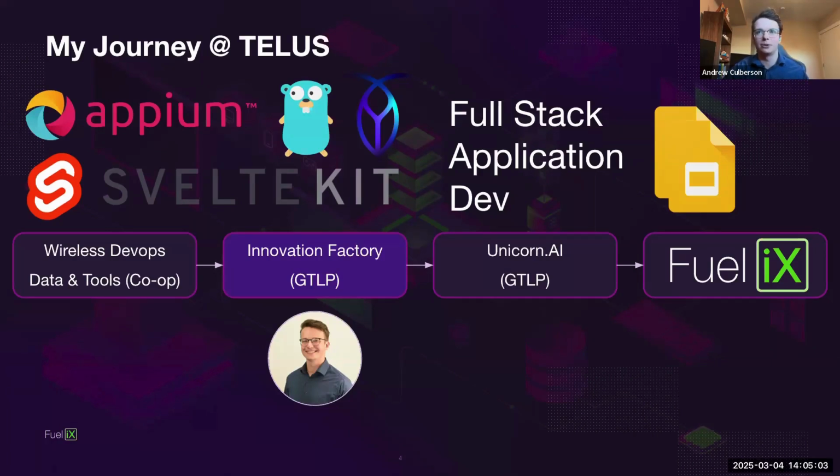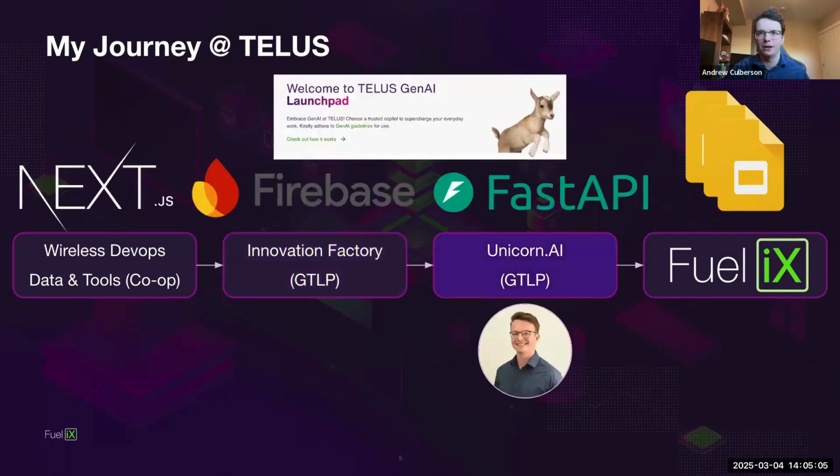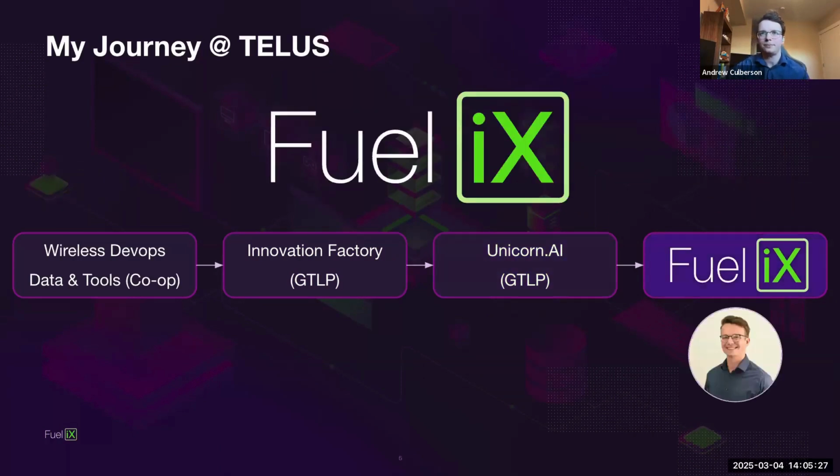From here, generative AI got really popular, and so I found my way onto the Unicorn AI team, which was building an internal generative AI platform for TELUS. We built the TELUS Generative AI Launchpad, which we'll be talking more about in a second here, using all sorts of tools like Next.js, Firebase, FastAPI, and more. And here I got to give even more presentations. And from here, I found myself graduating from the program early onto the Fuel iX team, which I'll be talking about more in a second here.